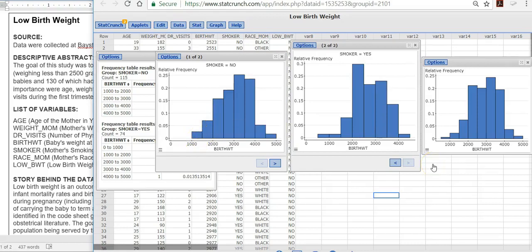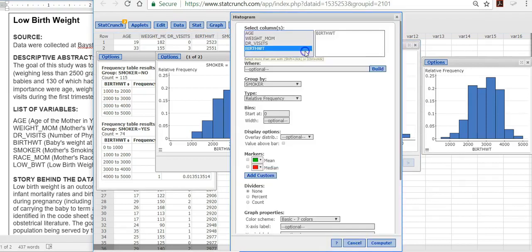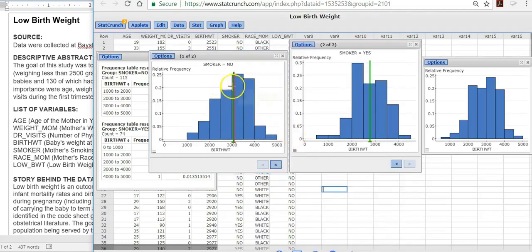One of the things that is new for us this week in Chapter 3 is talking about the center of the data, which is talking about the mean, median, and mode. And that's one of the things you can also do with the histogram. You can have StatCrunch put markers for where the mean and the median are. So I'm going to go back to this, and under markers I'm going to check both the mean and the median. So now I can see on the graph where the center of the data is.